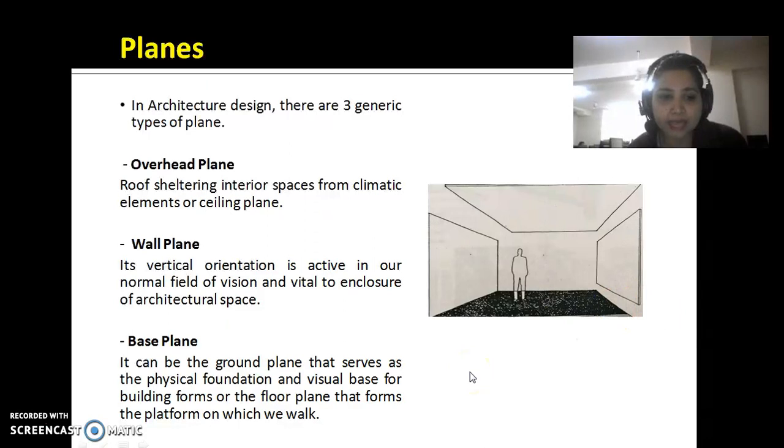Base plane can be the ground plane that serves as the physical foundation and visual base for building forms, or floor planes that can form the platform on which people walk. So basically these three are generic to architecture.